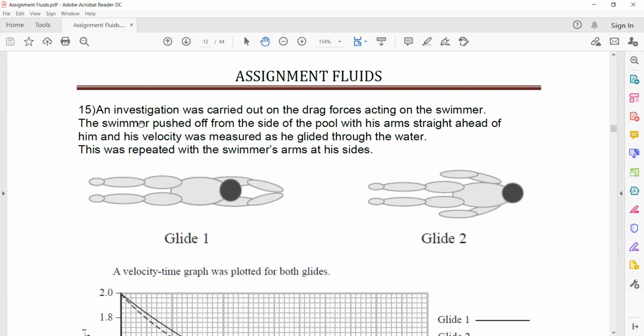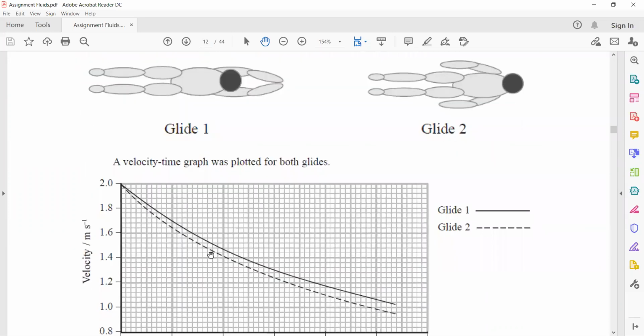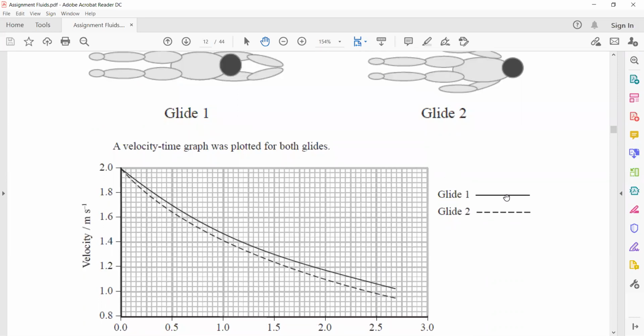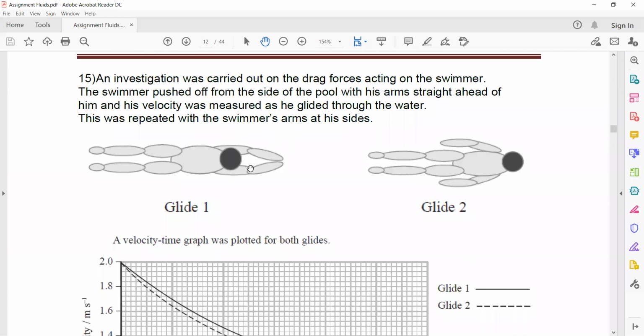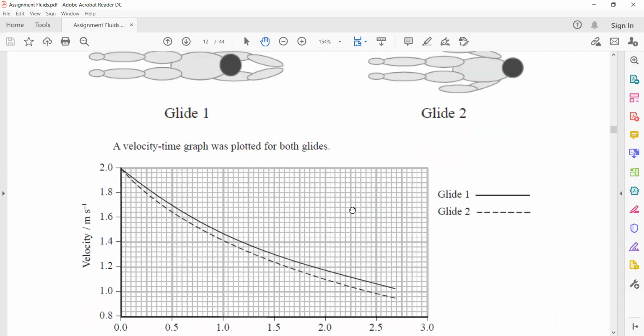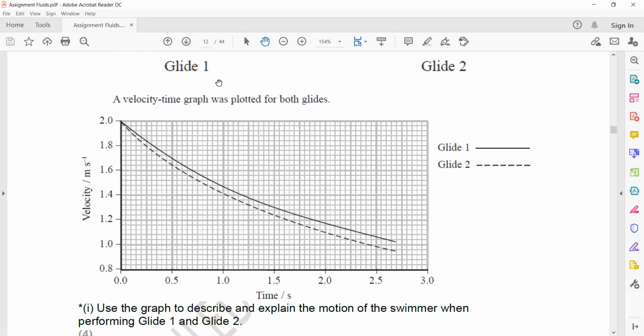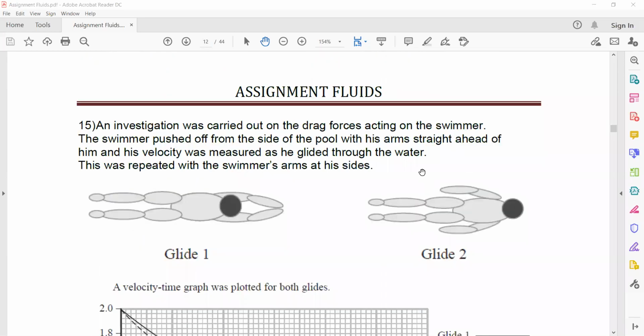On swimmers, the swimmer pushes off from the side of the pool with his arms straight ahead of him, and his velocity is measured as he glides, without stroking, just gliding through the water. This is repeated with the swimmer's arms at his sides. So you can see two speeds are there, one when the arms are stretched straight ahead, and another when arms are at his sides. When arms are at his sides, he has a greater decrease in velocity as compared to when arms are stretched straight ahead.